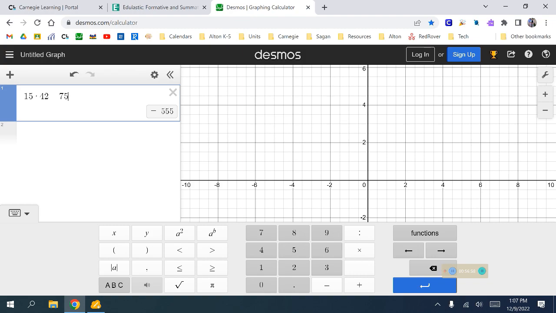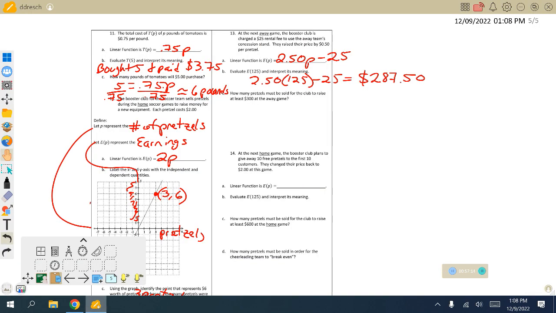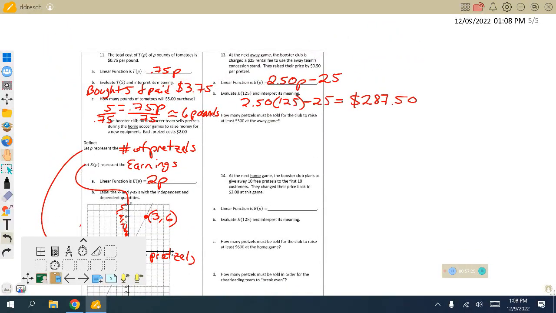Now, back to the quiz. We're using that equation. I already gave you the equation. You have to learn how to plug that 42 into your calculator, subtracting that $75, and then we had a goal of $840. That is what we are about to do, as I said, right here. We did it down here with a goal of, I don't know how many pretzels it was, 450. Here my new goal is $300.